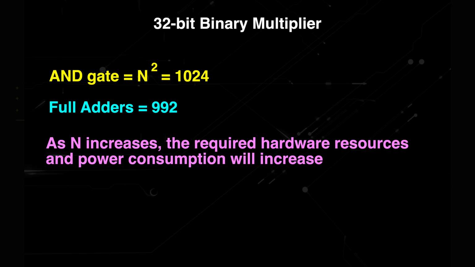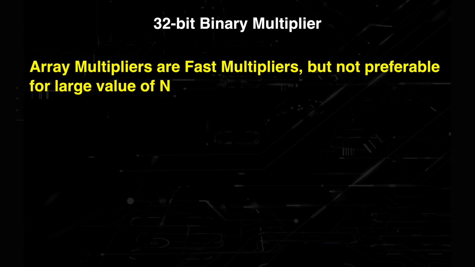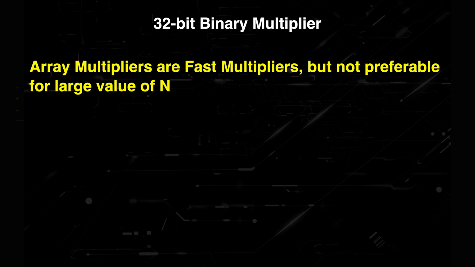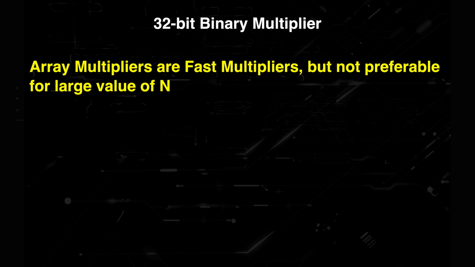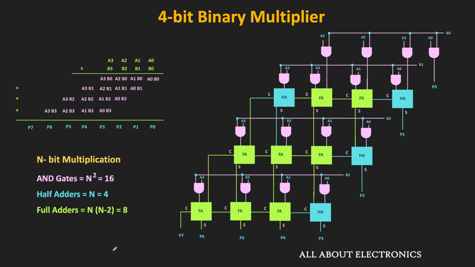So although these array multipliers are fast multipliers, for large values of n, they are not preferable. And for that, other types of fast multipliers are used. In the upcoming videos, we will see that. Now the array multiplier circuit which we have discussed here can be used to multiply unsigned numbers. But in the next video, we will see the multiplier circuit which can also multiply signed binary numbers.